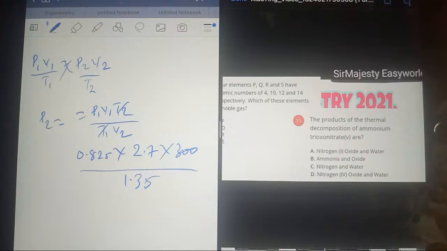But be careful here, from experience, please. Heating ammonium trioxonitrate 5 is explosive, so in the production you have to be very, very careful. Otherwise, you mix ammonium chloride with sodium trioxonitrate 5 and heat together. This one will be safer than heating ammonium nitrate straight. So the answer is A, nitrogen 1 oxide and water, and nitrogen 1 oxide is called laughing gas.